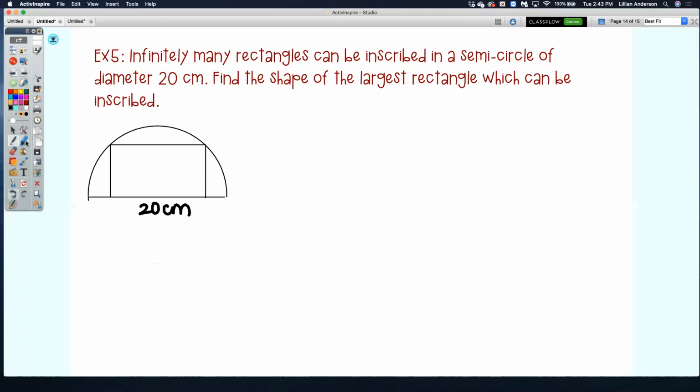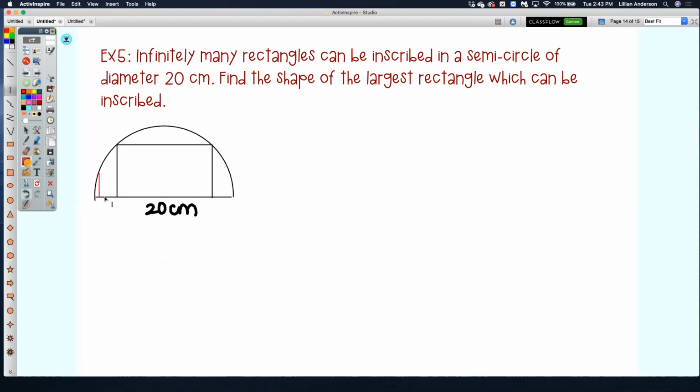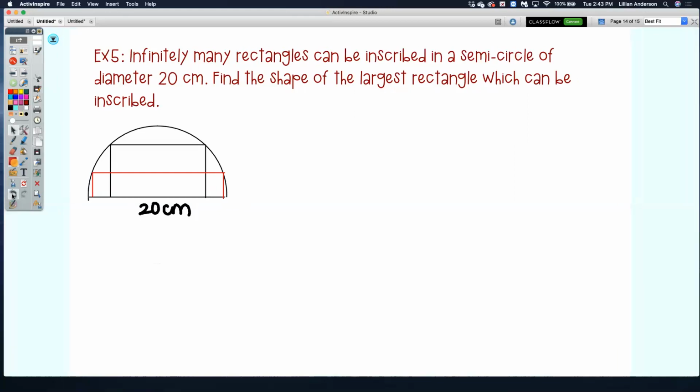All right. So inscribed means that it's inside of this particular semicircle, and infinitely many rectangles can be inscribed in it. Okay, here's just one. But realize that another one could be, you know, like this one. There's so many that could be inside of this semicircle, infinitely many. But for the sake of not confusing anyone, we're just going to stick with the black one. We want to find the shape of the largest rectangle that can be inscribed, or in other words, the dimensions, essentially. The largest one.